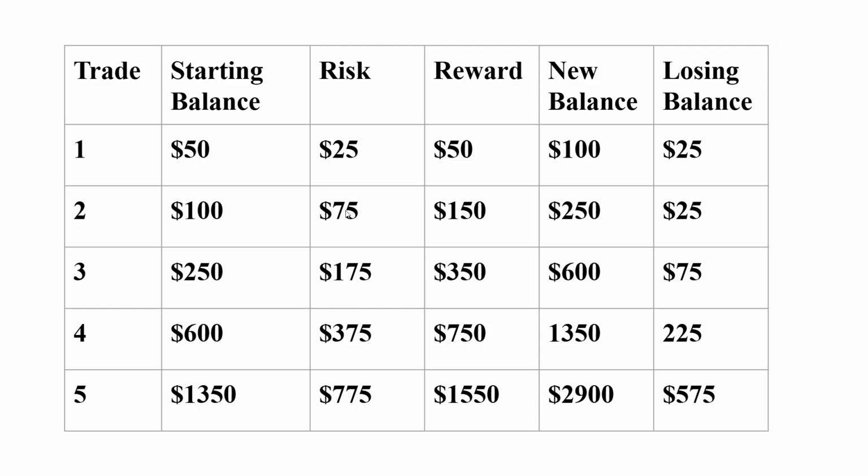Okay, so you're risking 75 to make 150. It's still 1 to 2. You're not changing the ratio. All you're changing is the risk. You're risking your profits. Okay, so you win. Awesome. You have now turned 100 into 250.